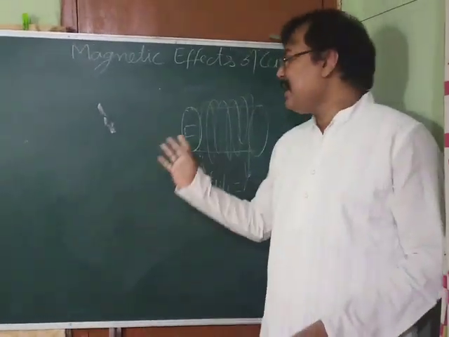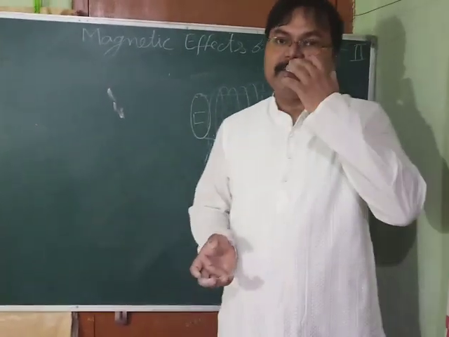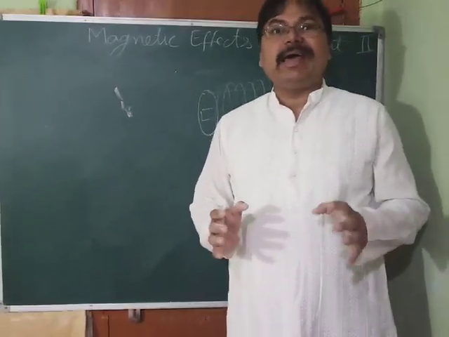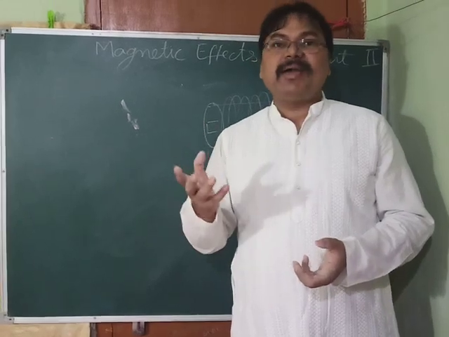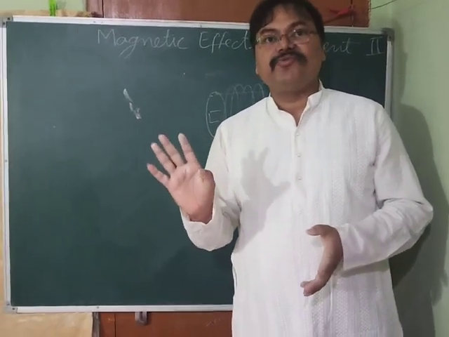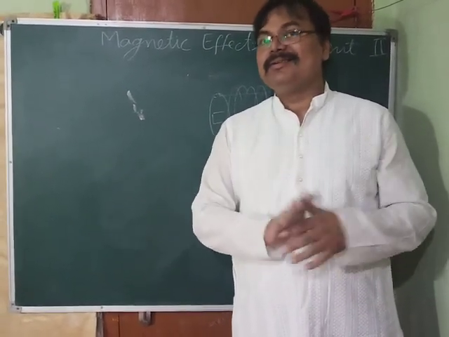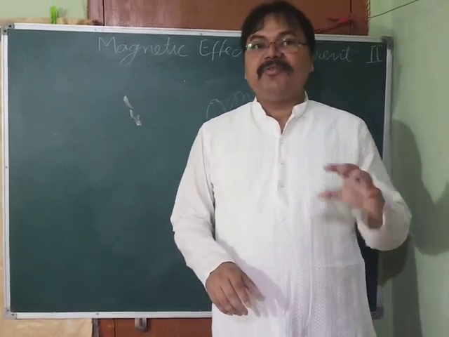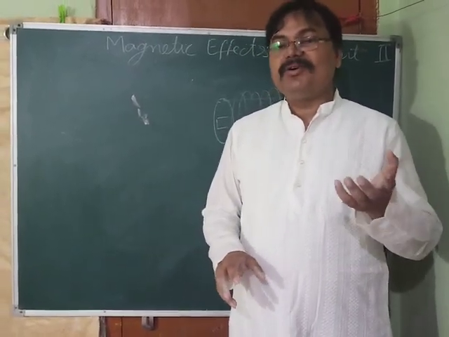So when the coil is carrying current, it behaves as a magnet, and this type of magnet is called an electromagnet. Why? Because it is a magnet only as long as electric current is flowing through it. That's why it is called an electromagnet. On the other hand, you have the permanent magnets like bar magnets, horseshoe magnets, and others.